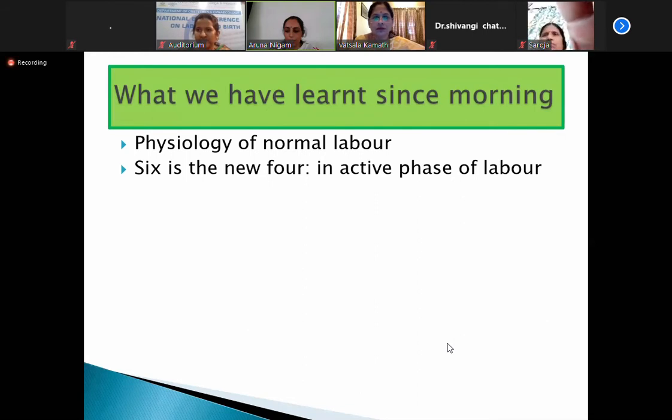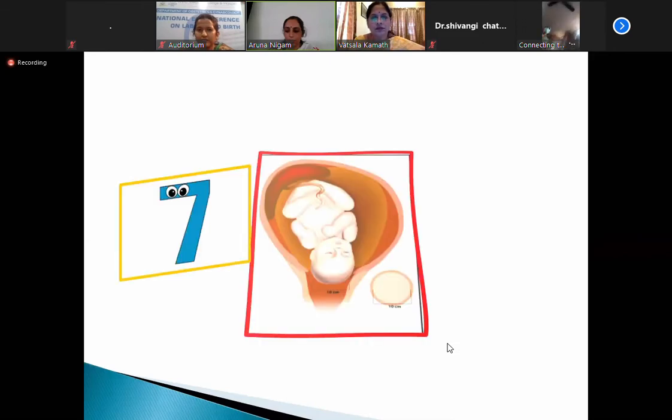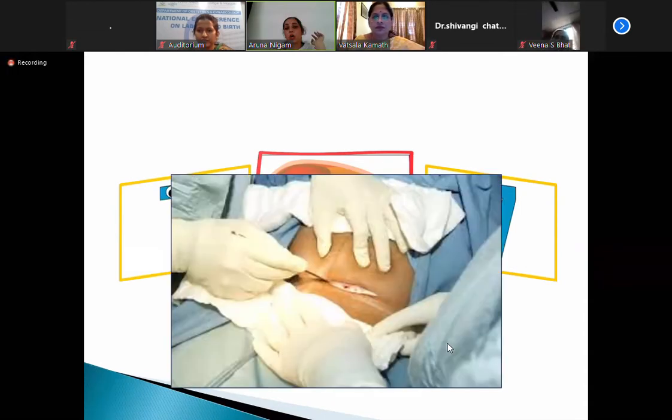So I made this slide according to that, because you left your patient at 7 centimeter, had a good amount of tea and snacks and came back to the labor room. Oh no, she is still 7 centimeter. She's not progressing. This is the common scenario in our labor rooms, right? So what are you ordering? Cesarean section for a protracted active phase, right?